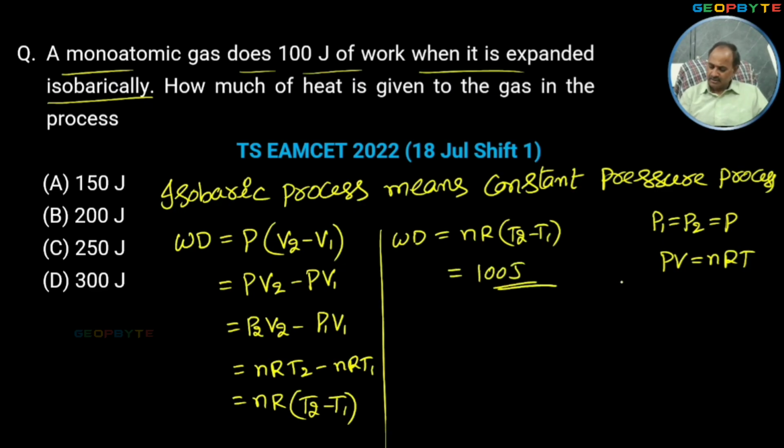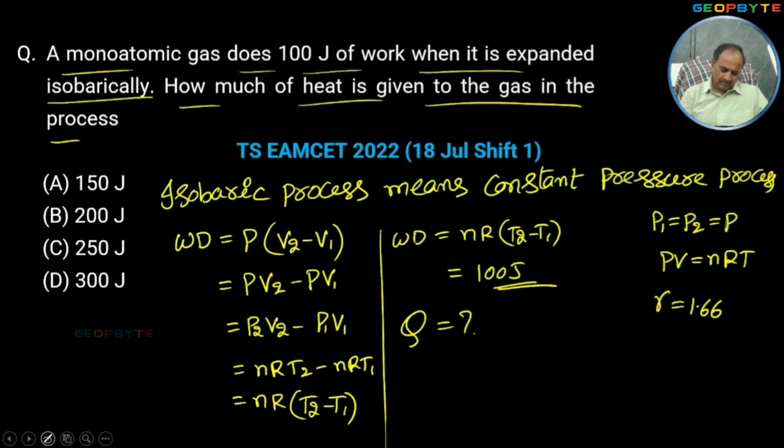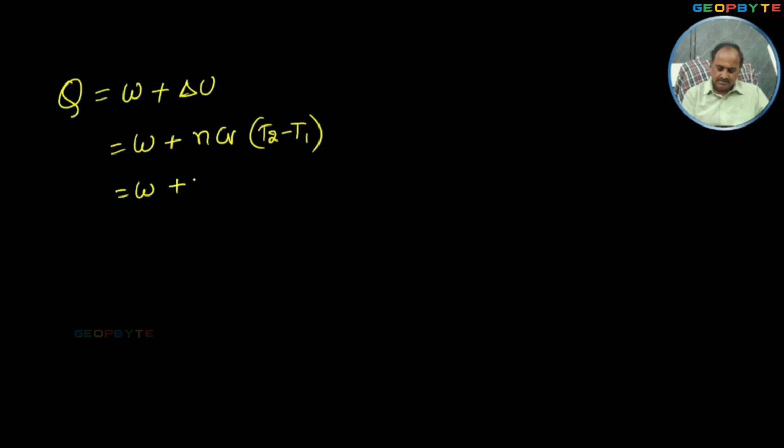It is a monatomic gas. For monatomic gas, gamma equal to 1.66. How much heat is given to the gas in the process? Heat transfer Q equal to how much? For that, let us take another slide. Heat transfer Q equal to work done plus change in internal energy. Change in internal energy is nCv into T2 minus T1, so work done plus nR by gamma minus 1 into T2 minus T1.